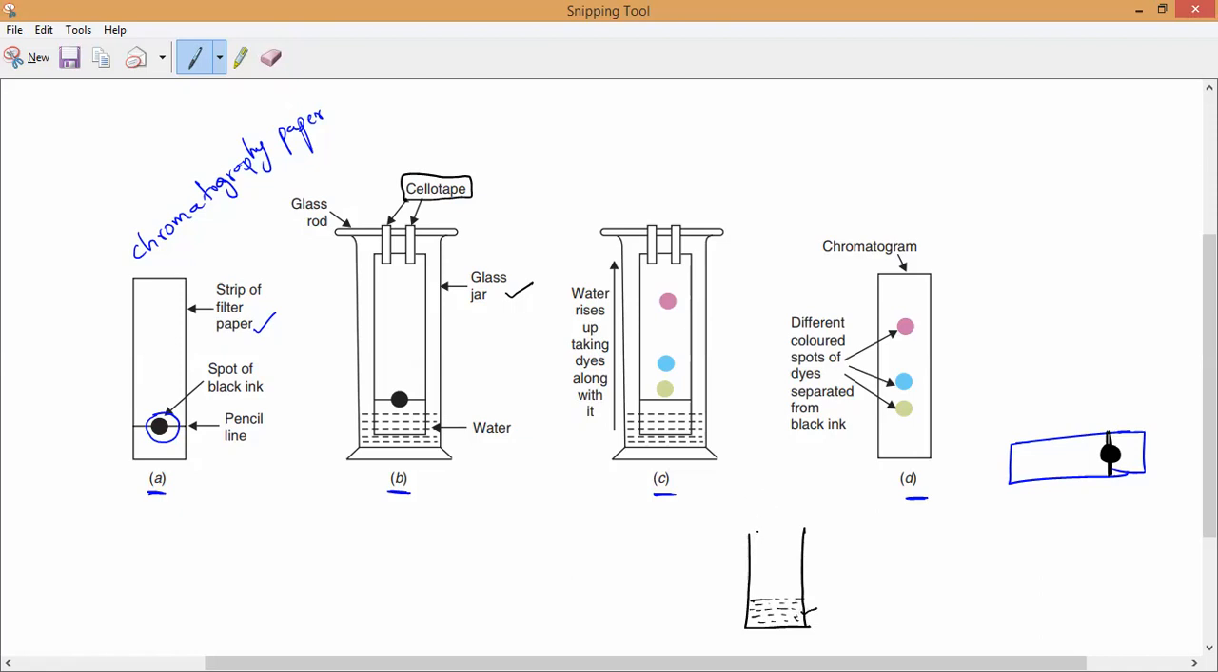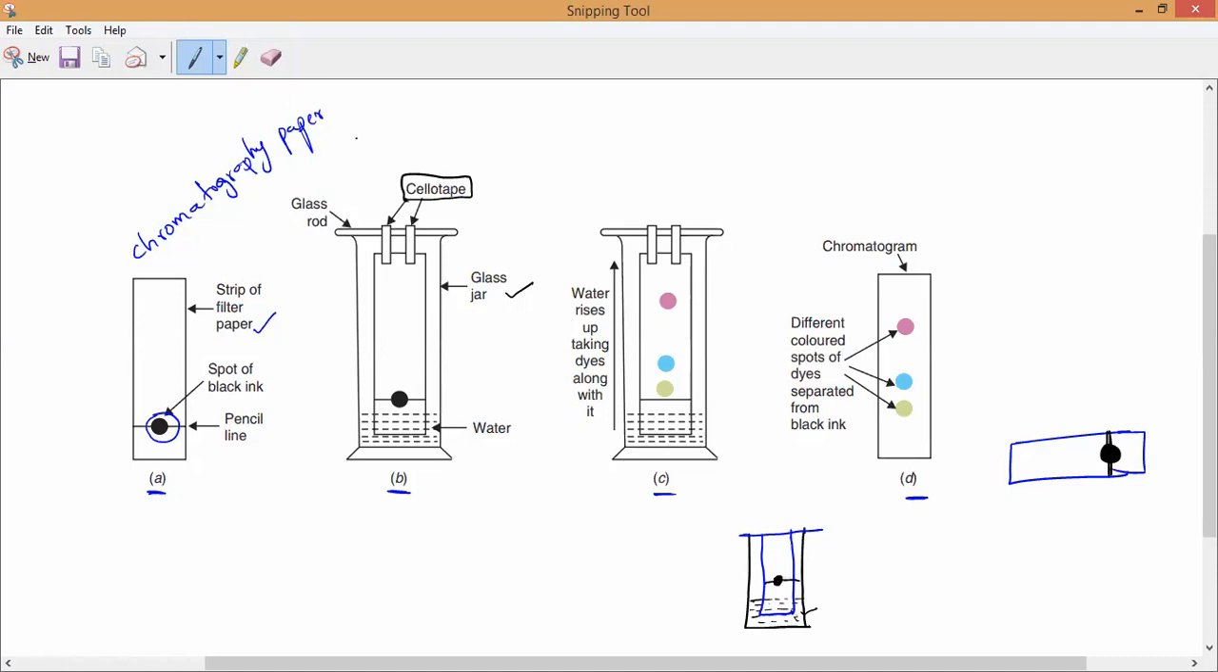Now slowly drop the paper strip or chromatography paper in. Keep the chromatography paper in such a way that you arrange a glass rod, and the black dot should be here. This is the black dot. Is it okay, guys? Slowly you can see the paper is dipped inside the water at one side, and the black dot is present here.